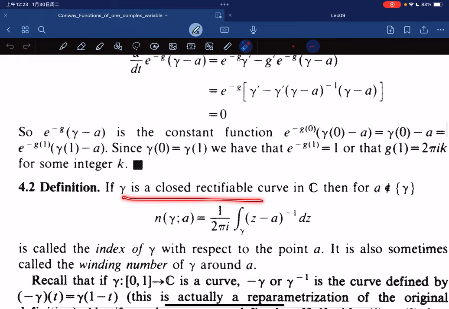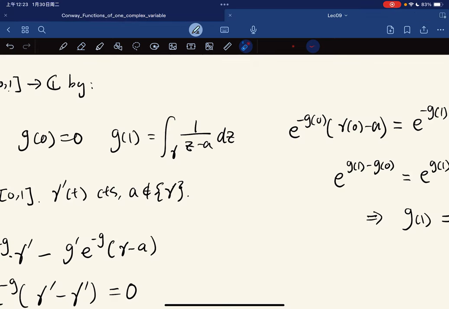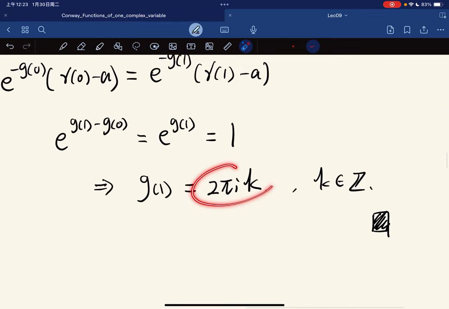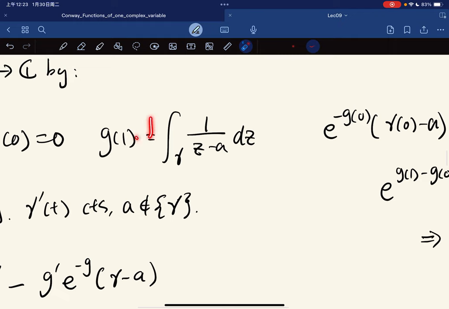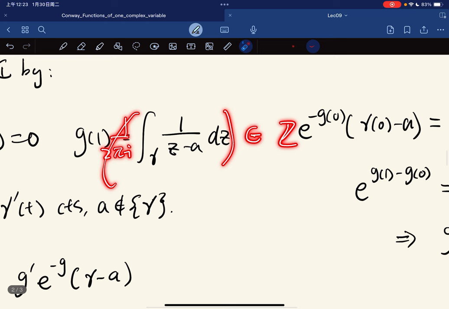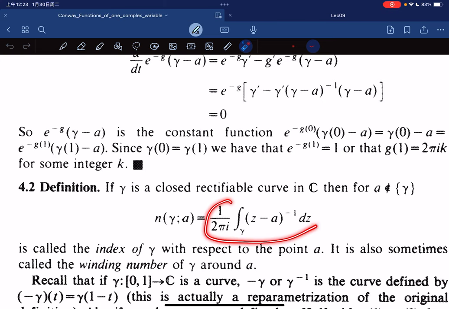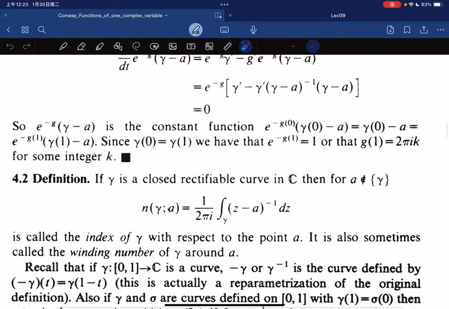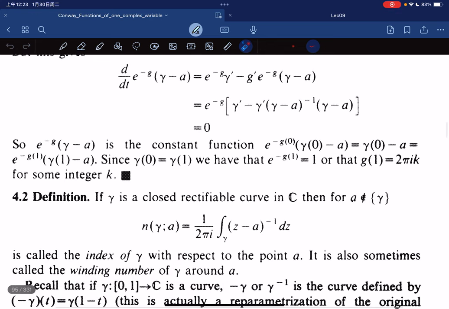If it's a closed curve in C, then we define this, right? Because this is 2 pi i k, so we divide by 2 pi i, right? So this thing is an integer. We define this integer to be denoted as this. It's called the index of gamma with respect to the point A. But usually we also call this the winding number of gamma around A.